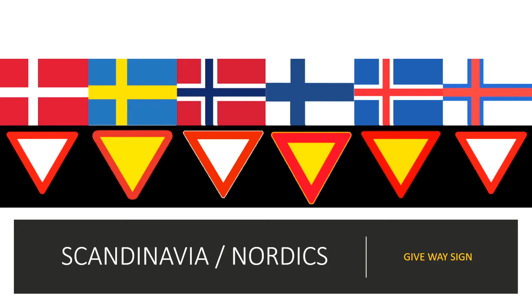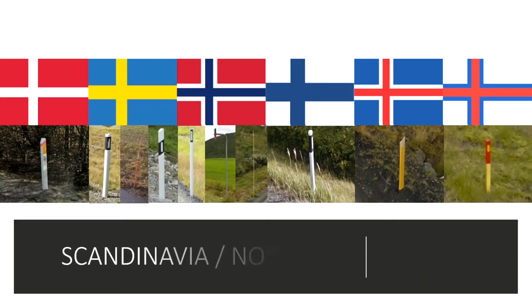You can see this, like in this Finnish flag, you can see this yellow outline, which is really thin. The same kind of goes with Norway. It's kind of the same as the Finnish one. It's just instead of being yellow, it's white. So yeah. Then we have the bollards.